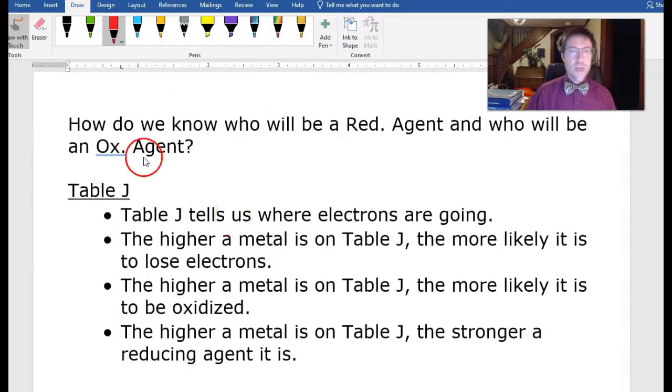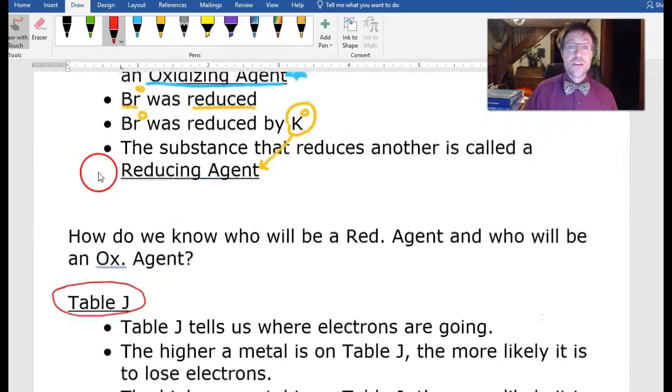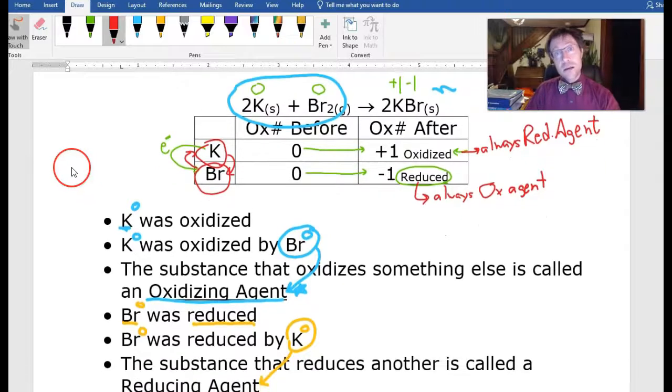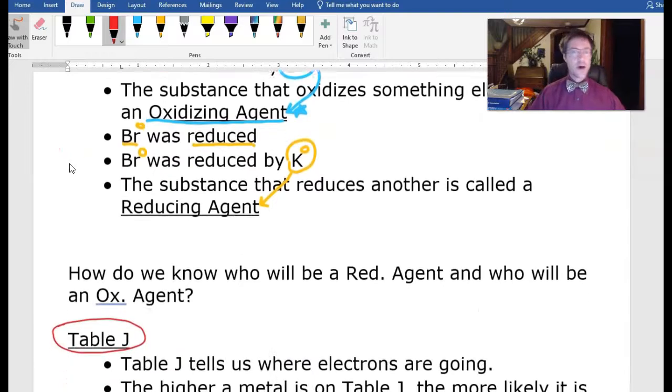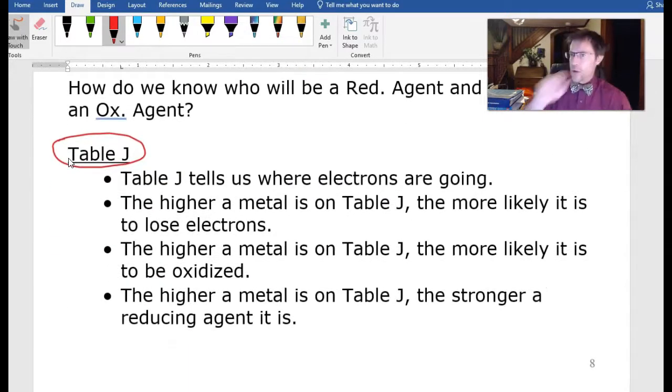But if we're not sure, how do we know who will be a reducing agent and who will be an oxidizing agent? Well, right here, table J. So this is how we can predict, all right? So this is how we identify this whole mess that you have right here with my digital pen thing. But as chemists and scientists, we usually want to make predictions. Like we want to know what's going to happen before we blow stuff up. So we will use table J. Here's how table J works.